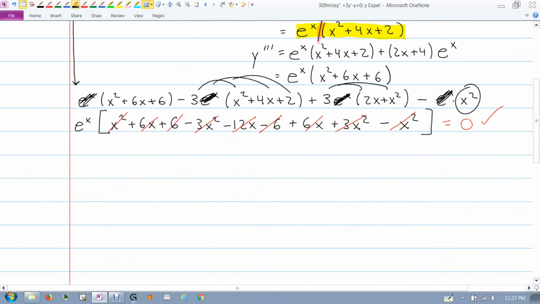Okay, number 40. This will be my last one on this video here. 40. Ugh. X cubed, going to use the prime notation, y triple prime, plus 2x squared, y double prime, minus x times y prime plus y equals 12x squared.